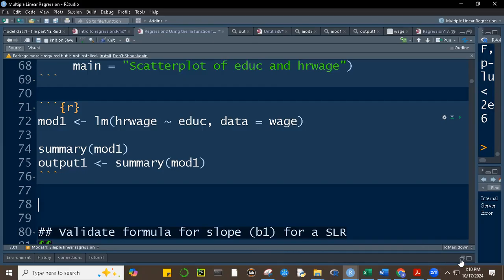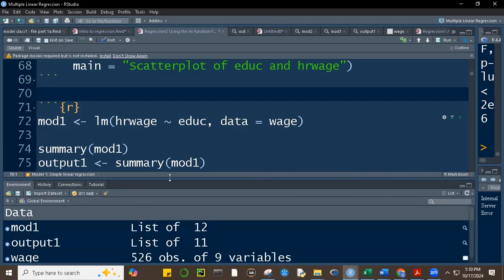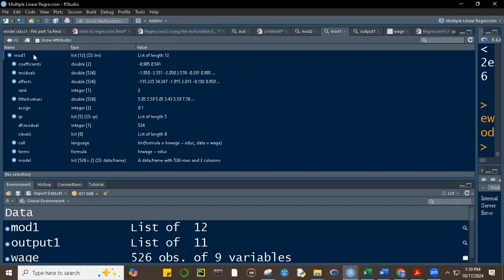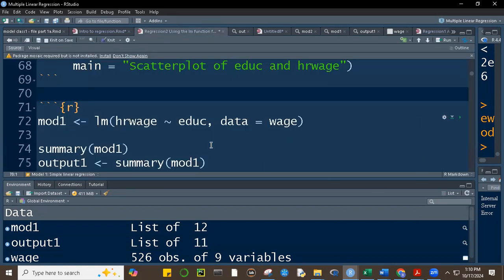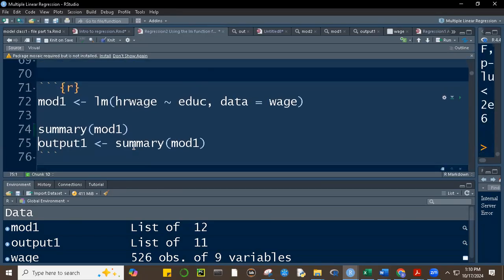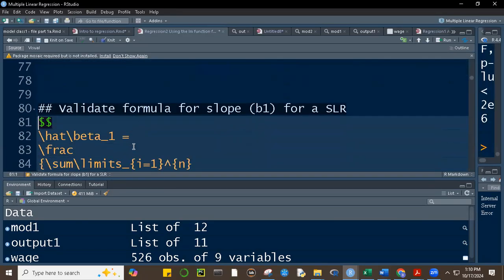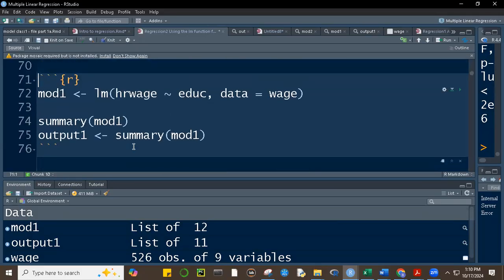Okay, let's open our mod 1. There. So you have your coefficients here, this one, negative 0.905, then you have 0.541. By the way, I forgot to mention, class, based on the model, summary model 1, let me just print this again, control enter. Notice that R is not working well today.